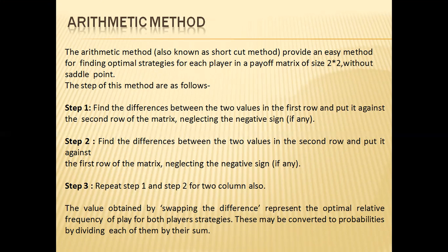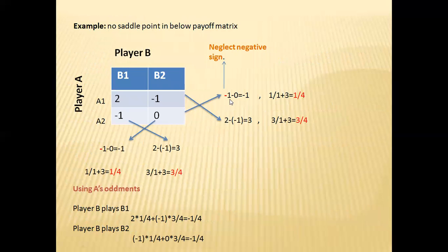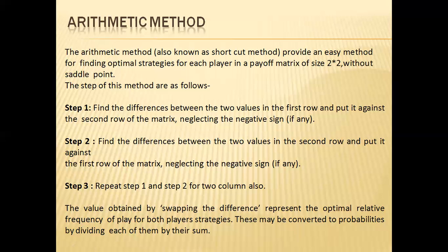We'll look in detail at how the crossing takes place. The values obtained by swapping the differences represent the optimal relative frequency of play for both players' strategies. The values obtained for row 1 are allocated to row 2, and the values for row 2 are allocated to row 1. These calculated values represent the optimal relative frequency for both players and their strategies.